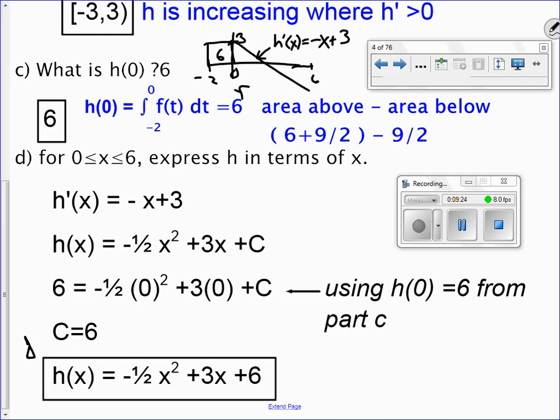So this gives us an equation for the function that we can't see. We're looking at its derivative. It makes sense that h of x is quadratic, because that part of the graph of our derivative is linear. If the derivative is linear, you expect the function to be quadratic.